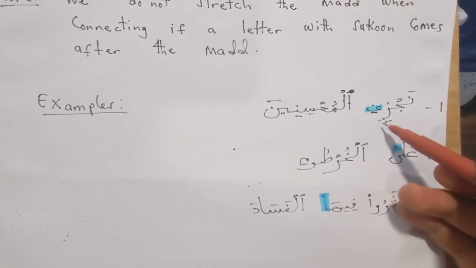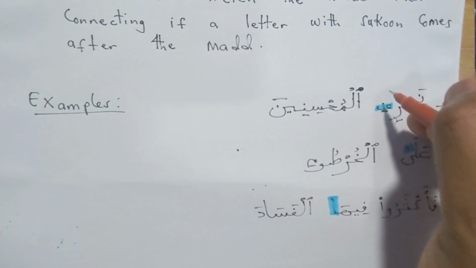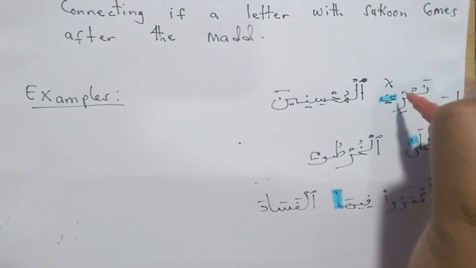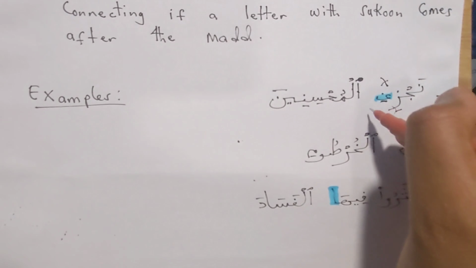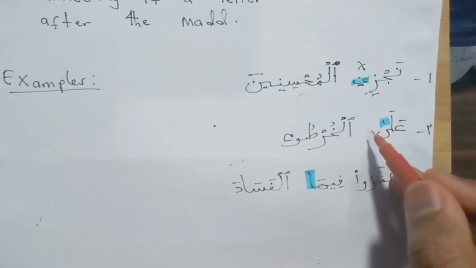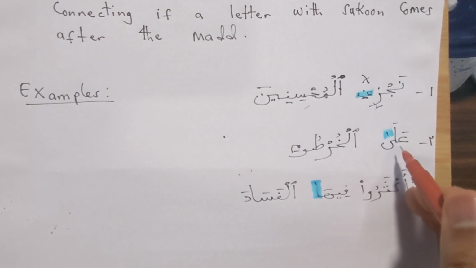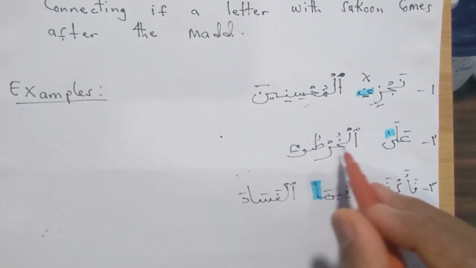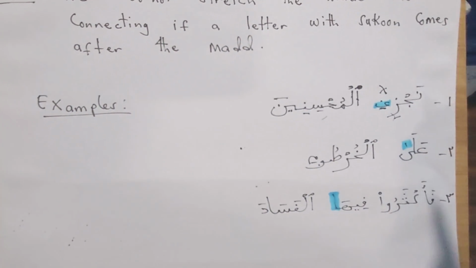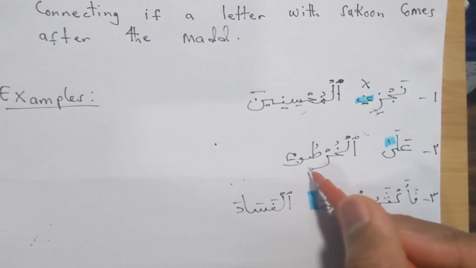But when we're reading them separately, we say Najizi al-Muhsinin. When we're reading them together, we don't do the mad. We don't stretch it. We just connect it right away. Okay? Here, the same thing. We don't stretch the ala. If we're reading it separately, word by word, we say ala al-khurutum. If we're reading them together, we say ala al-khurutum. We don't stretch it.